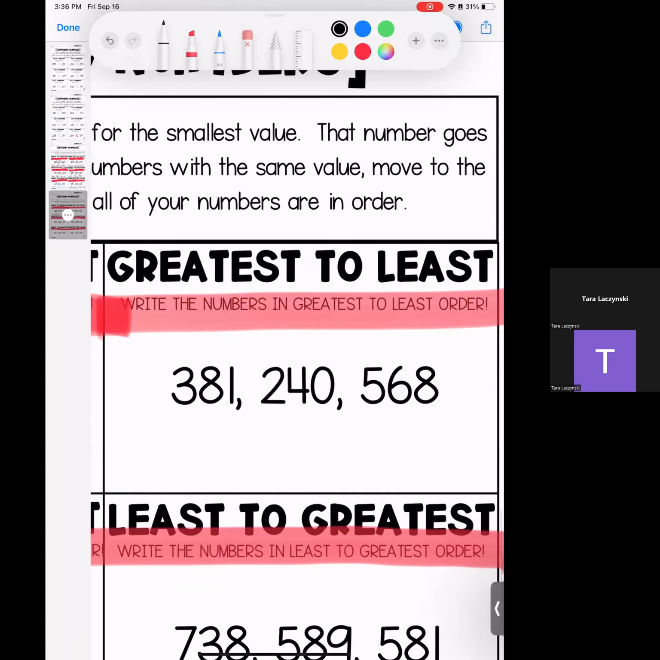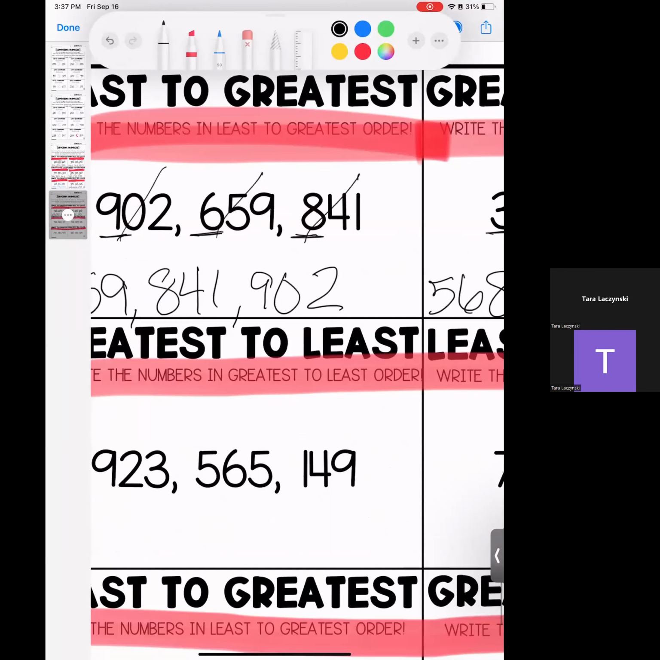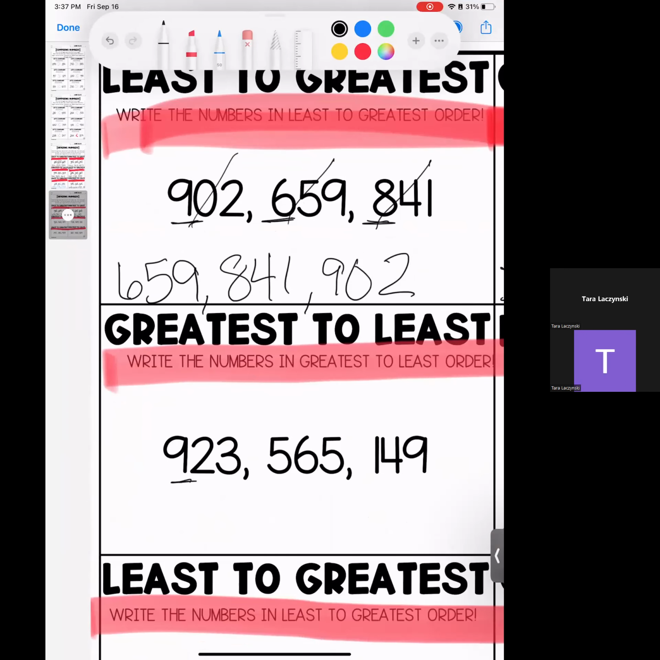Flipping our thinking, greatest to least, we have a 300, 200, 500. The greatest value is 568, 381, 240. Again, greatest to least, we have a 900, 500, 100. 923 would be the greatest. 565 would be the middle. 149 would be the least. These are actually already in order for you.